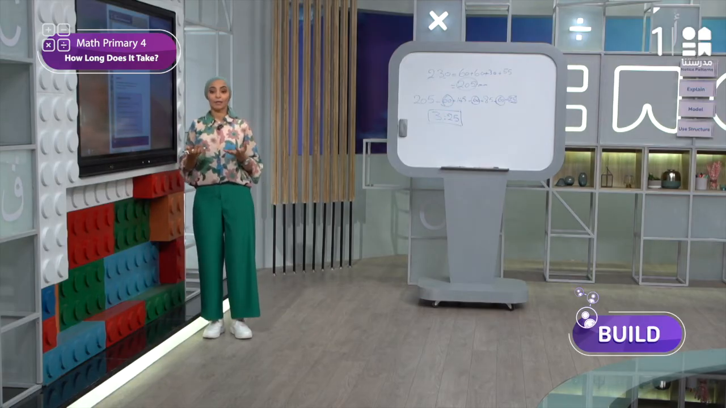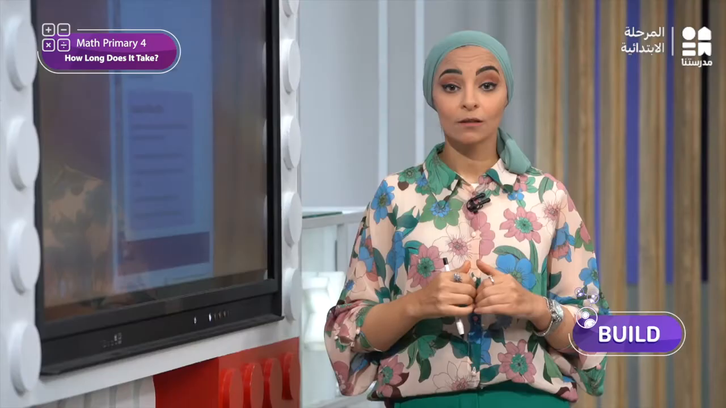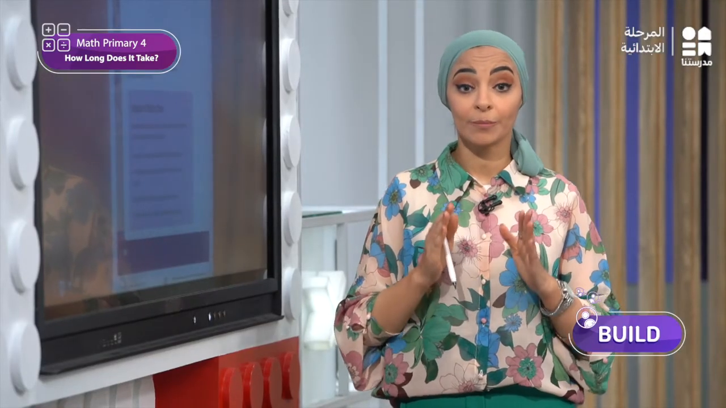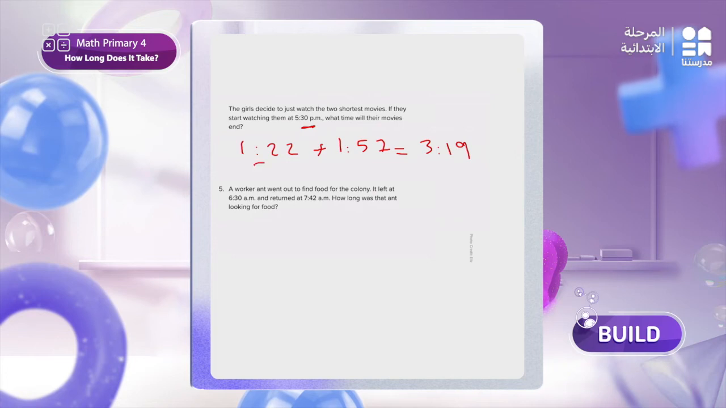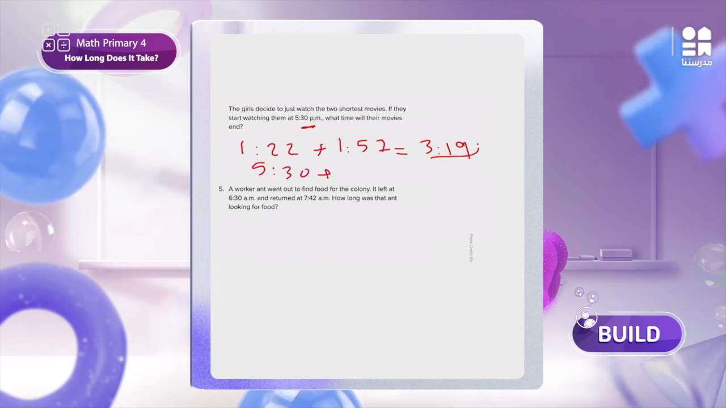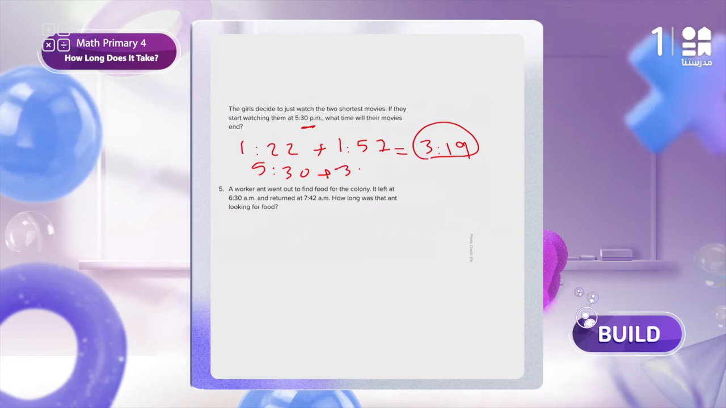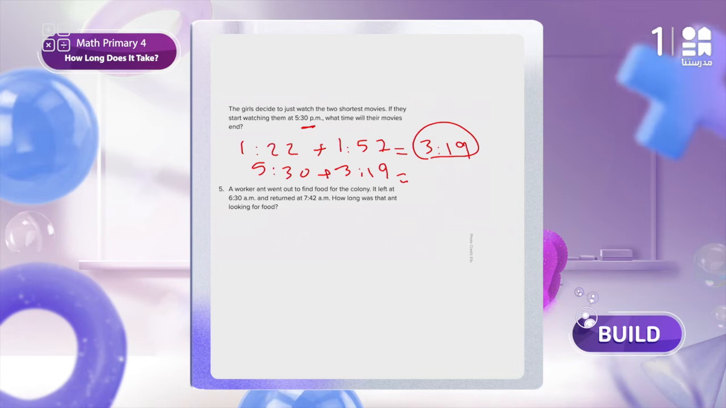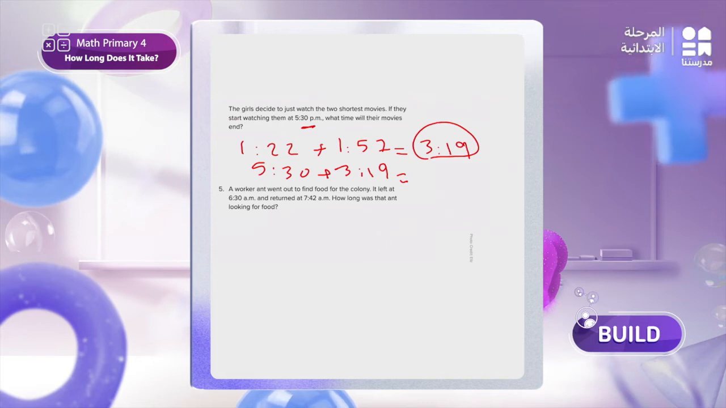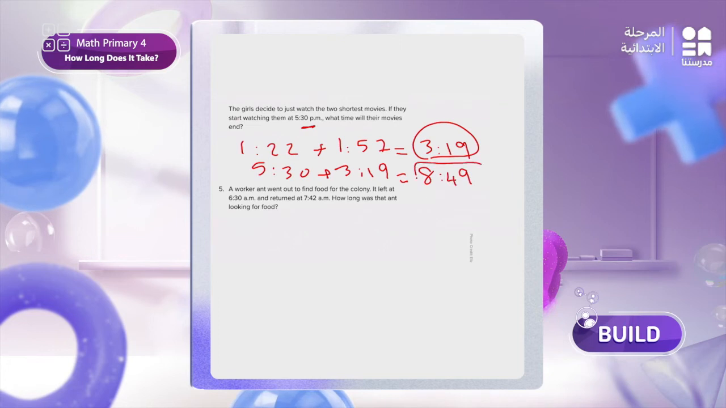Then what will I do? Then they add the 3 hours 19 to their starting time. They started at 5:30. I will add the time of the 2 movies, which is 3 hours 19. Right? Why am I doing all this? To know how long they will take and when they will finish. So 5:30 plus 3:19 gives me 8 hours and 49 minutes, and that will be the time the movies end.